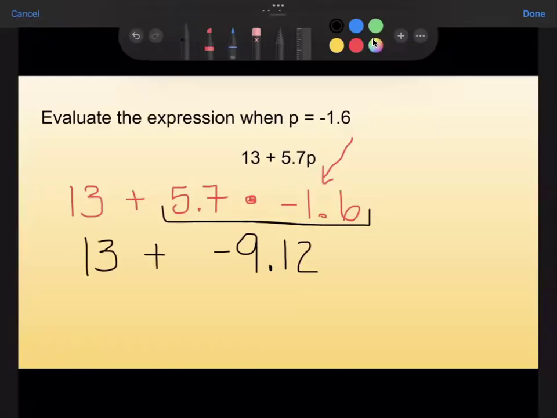My last step is to add 13 plus negative 9.12. So let's go ahead and do that. I add 13 to that, and I end up with a positive 3.88. So when I evaluate the expression, that is what my answer would be.